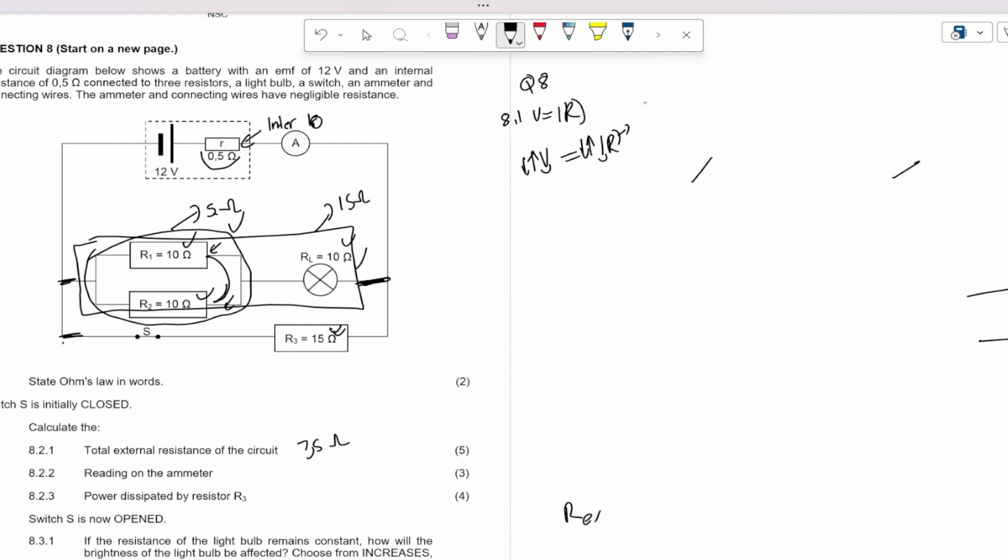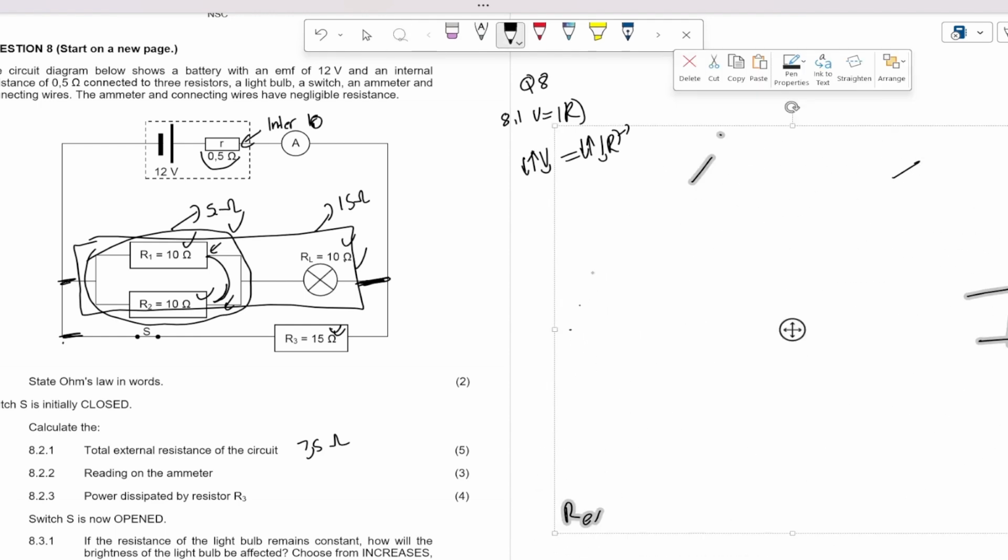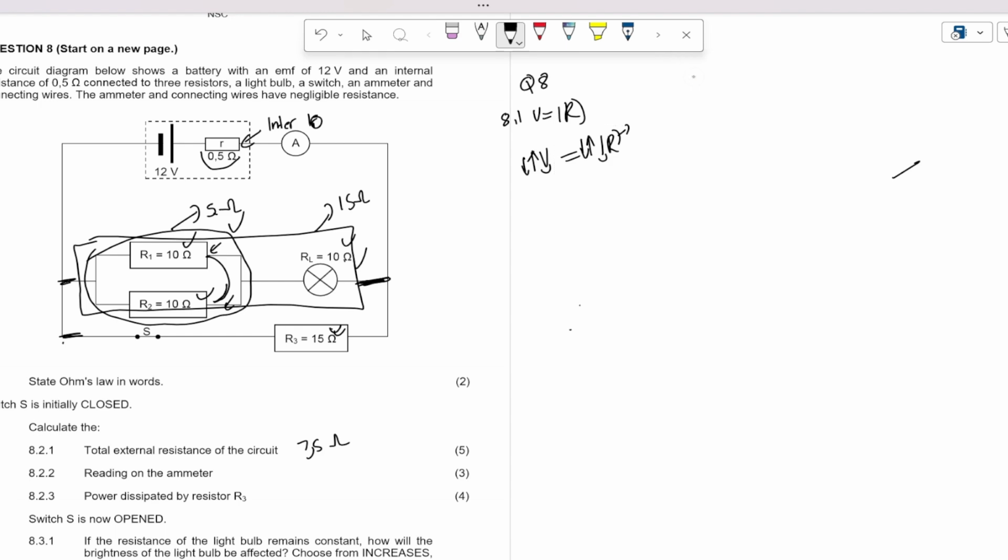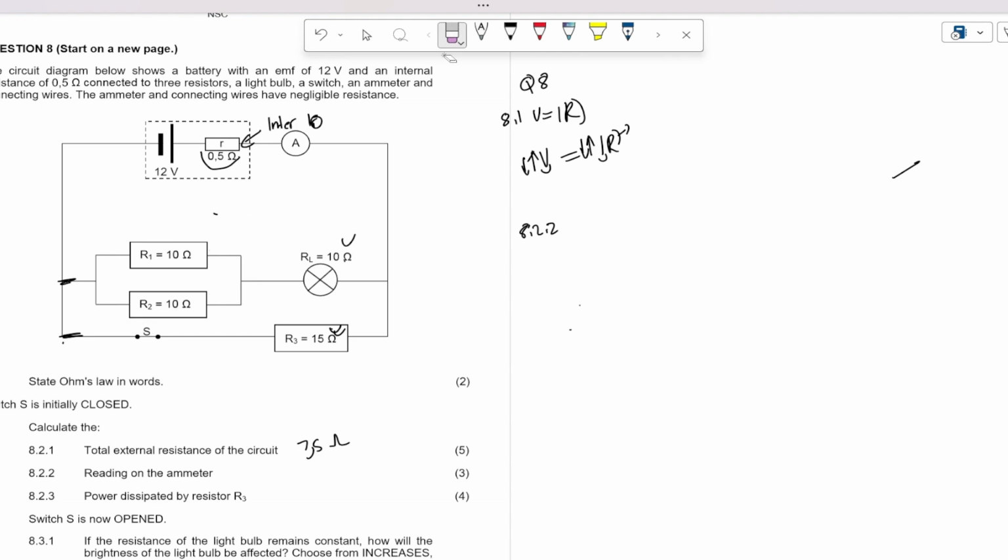Okay, there's still some left. Oh, the problem is that after I circle, I touch the thing again. Okay, so let's do it. 8.2.2, reading of the ammeter. I think I should also simplify my diagram here.